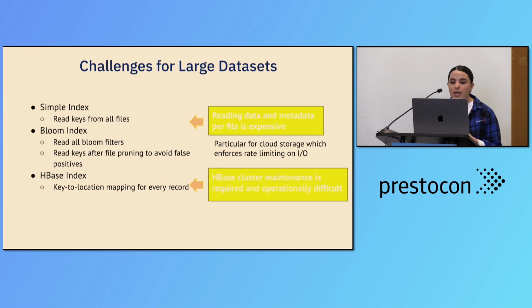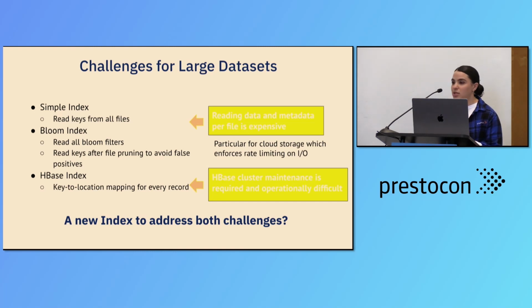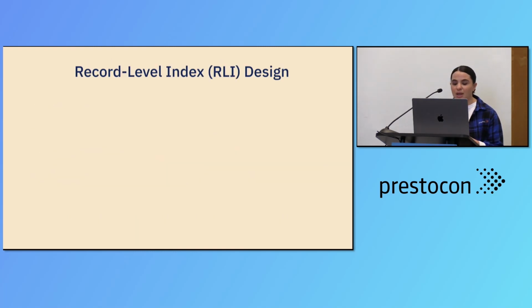In particular, for the HBase index, although it's performant for large data, you have to maintain a separate HBase cluster. HBase can be operationally difficult to manage, and it requires some dedicated resources and expertise, so it might be limiting in some organizations. So the next question is, can we design a new index to address both of these challenges? And this is where the record level index comes in.